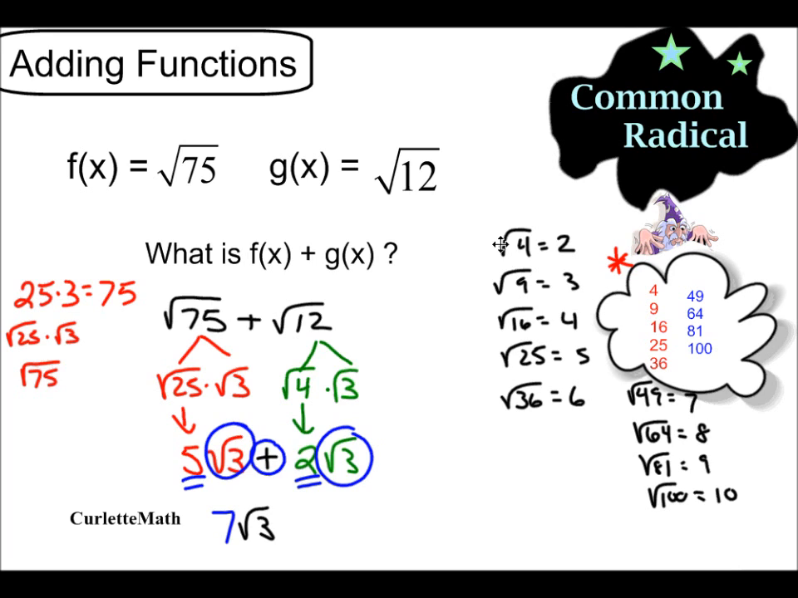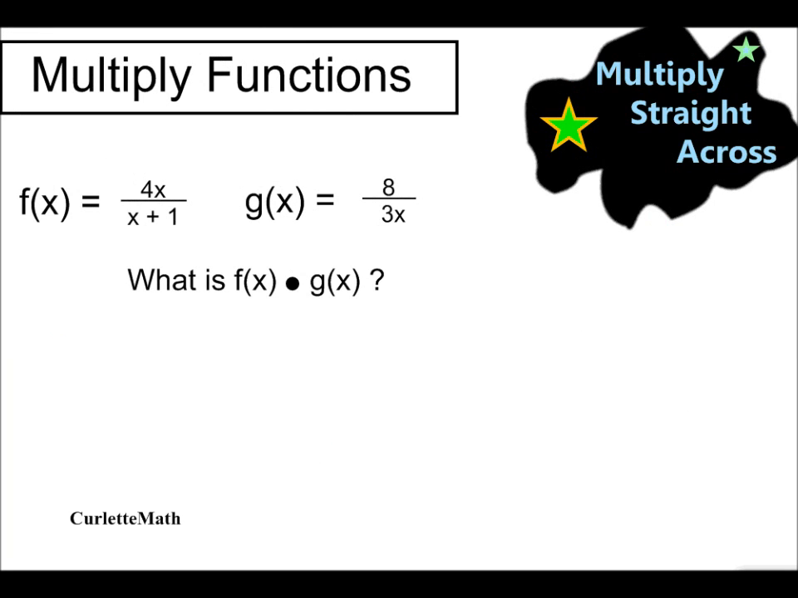So, looking through our problems, we're going to go on to another rational problem. So what happens if we go to a rational problem where we have multiplication? We talked about this in the previous lesson. Let's go ahead and revisit again. So if we have 4x over x plus 1 times 8 over 3x.